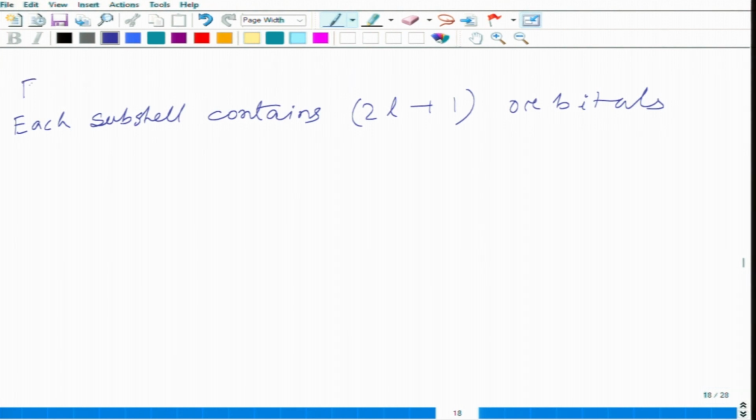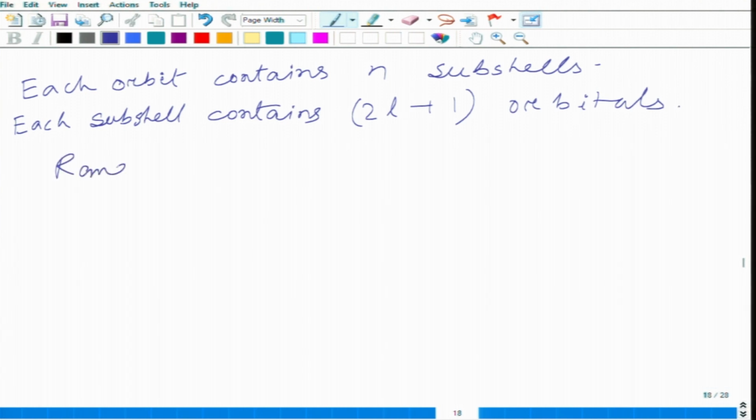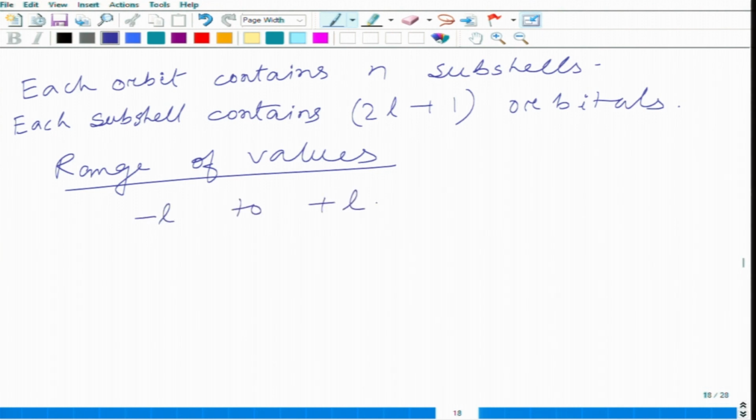When we were discussing the principal quantum number and azimuthal quantum number, we had said that each orbit contains n subshells, right? Now, each subshell contains 2L plus 1 orbitals, and the range of values is from minus L to plus L. Okay.